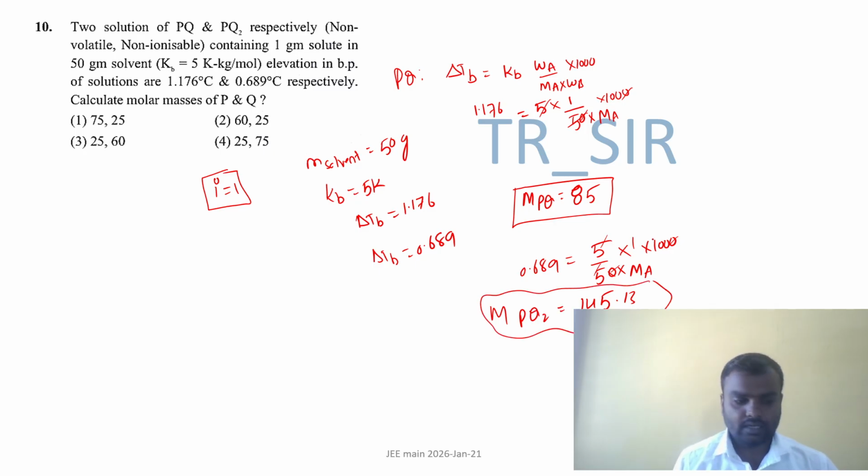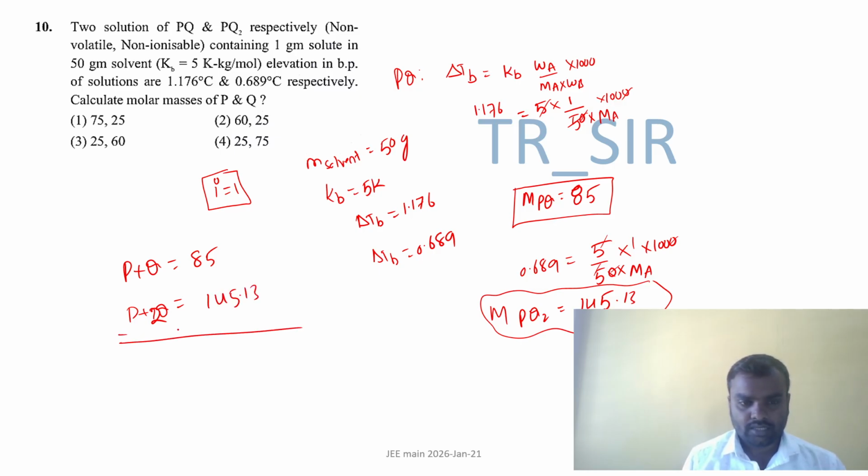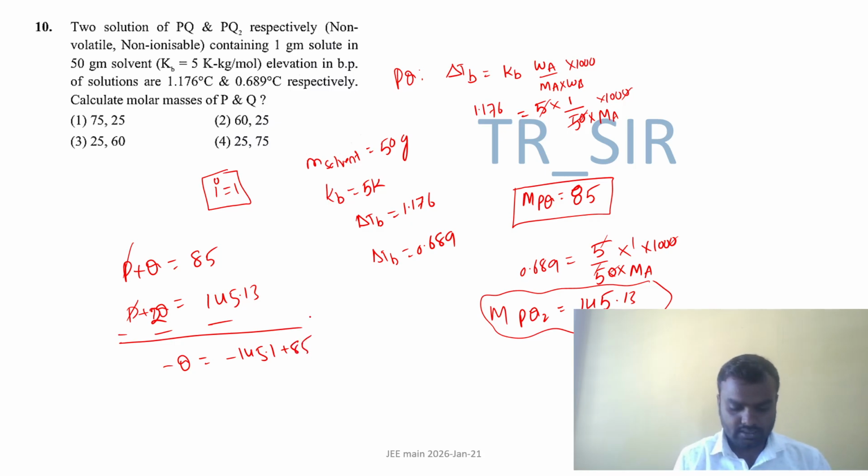Okay, you got these two values. Now what to do? Make the equations like this: P plus Q is equal to 85 and P plus 2Q is equal to 145.13. Now subtract both of them. Plus and minus cancel out. So minus Q is equal to minus 145.1 plus 85. So 145.1 minus 85, you'll be getting 60.1. Q is equal to 60.1.